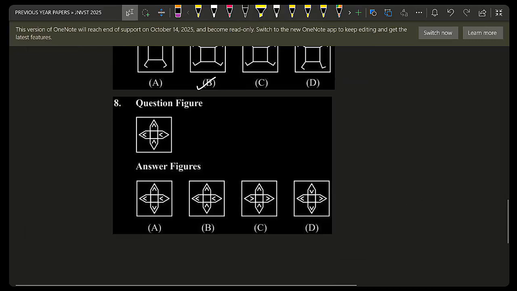Eighth one. By looking at every part, I can see option B is correct. So any doubts in this section, you can raise a hand. Otherwise, moving to the next question, part 3. So part 2 is very simple, just checking similarity.